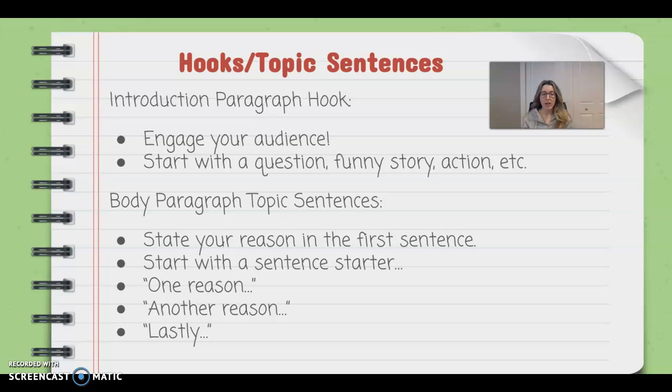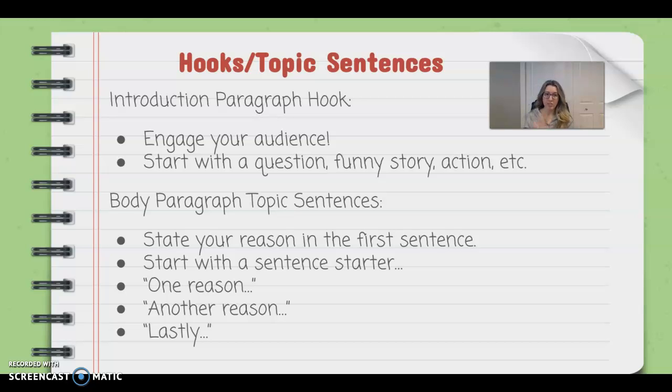Then you're going to be thinking about your body paragraph topic sentences today. These are a little bit more straightforward because they are focused on your reasons. So each of your reasons is going to be the topic sentence of your body paragraphs. So for example, you may start off your first body paragraph with one reason that zoos should exist, one reason that kids should play sports, one reason that kids should have pets, so on.